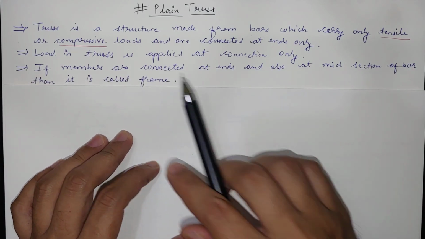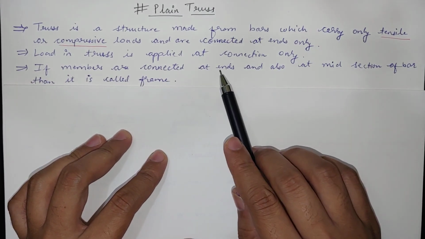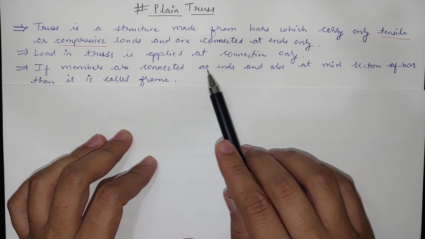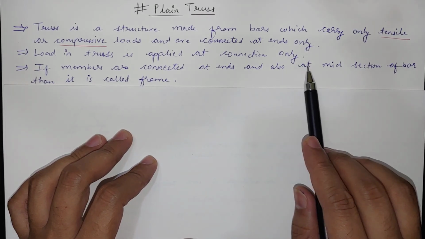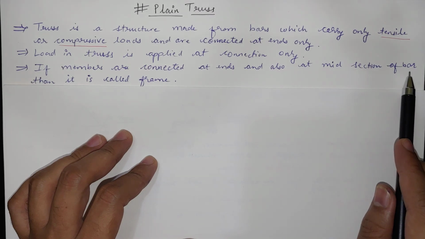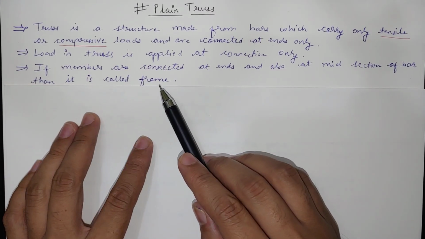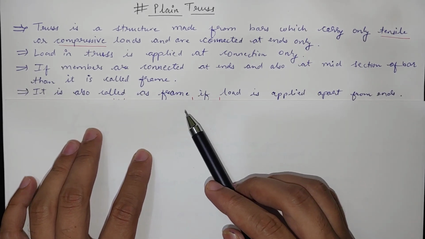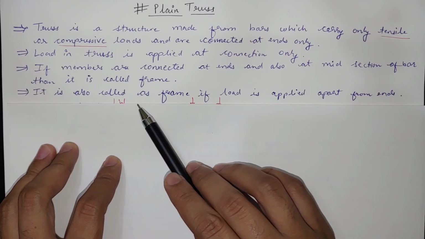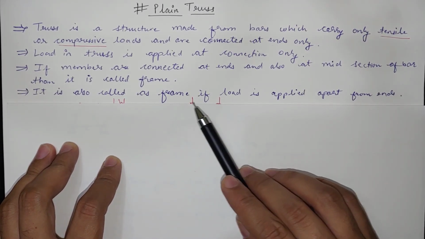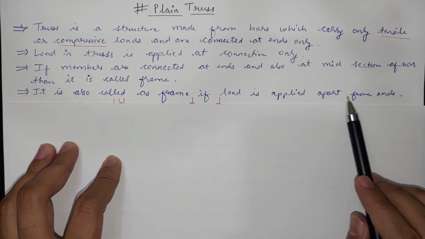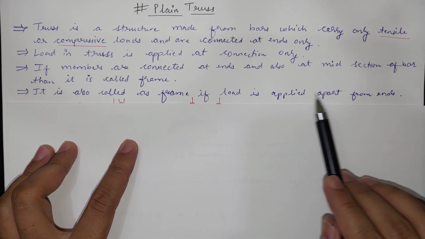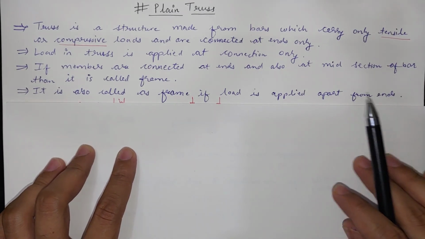And truss is only connected at ends, but if members are connected at ends and also at the midpoint or mid section of the bars, then it is called a frame. So this is the basic difference between truss and frame. It is also called a frame if load is applied apart from the ends. Means in a frame, load can be applied either at the end points or in between also.